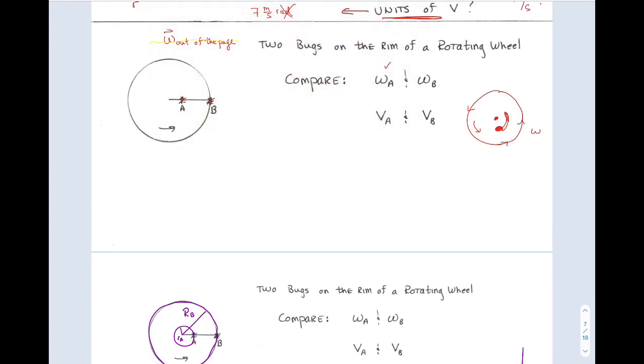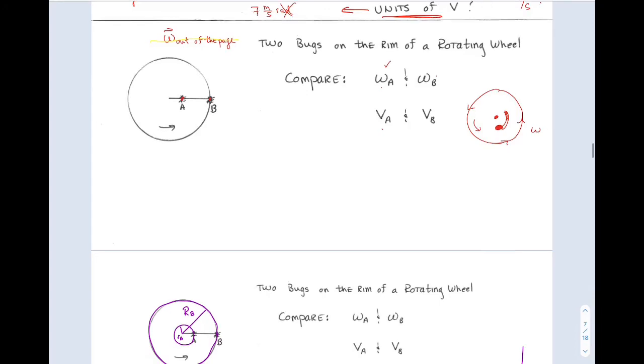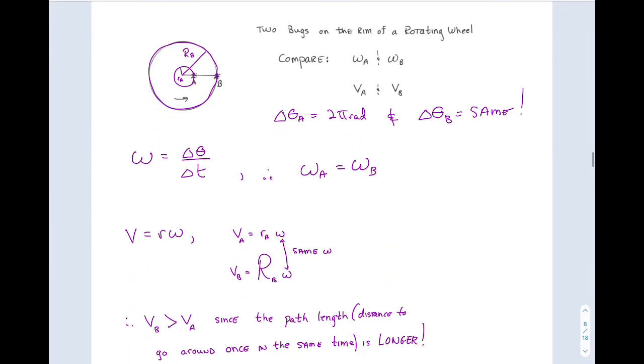So here I want to compare the angular speeds, omega for bug A and omega for bug B, and then I want to compare the linear speeds. Remember, the angular speed omega is my angular displacement over time, my change in theta per time. For bug A, when it goes around once, delta theta is 2 pi radians. Bug B goes around once, it also goes around 2 pi radians.